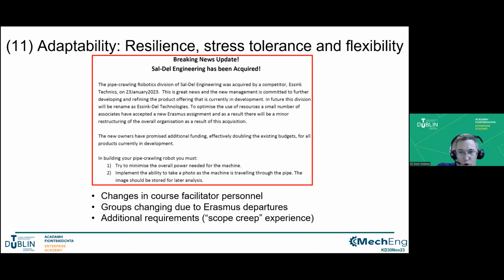Sometimes you'll have some scope creep. So last year, for example, I put in a requirement that the students would minimize the power requirement. So halfway through the semester, we told them, oh, by the way, you have to redesign your circuit to monitor the amount of power that you're using. And you also have to develop the ability to take a photograph as the machine is traveling through the pipe. They designed a small pipe crawling robot last year, for a 125 millimeter diameter acrylic pipe, and the students had to be able to drive their robots through it. And it was pretty funny to take photographs of people as they were driving through the clear pipe.